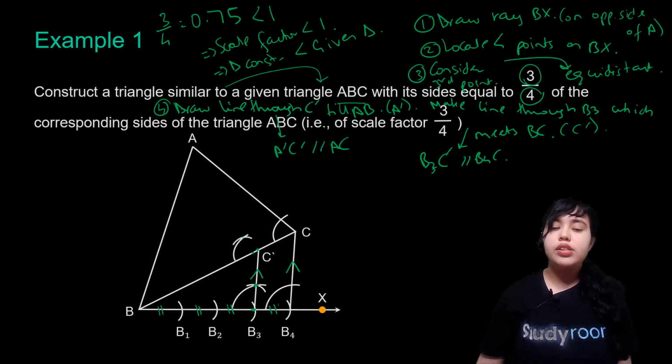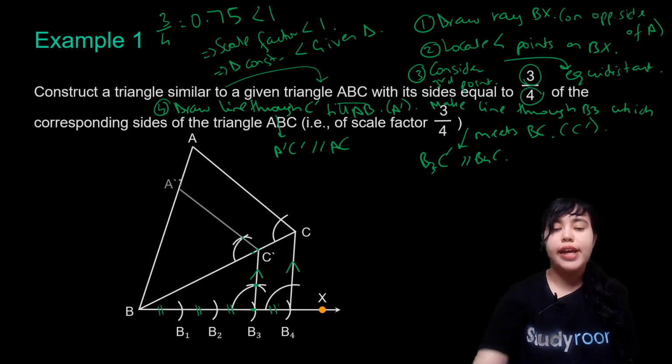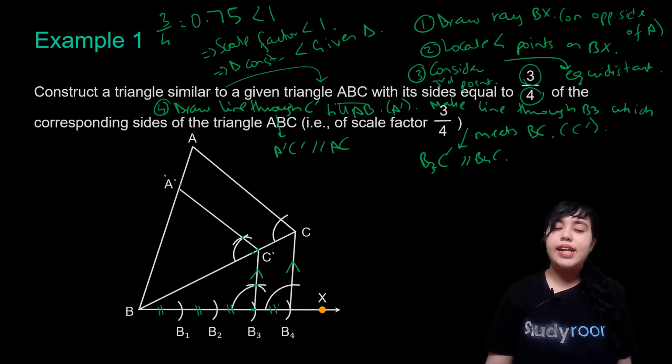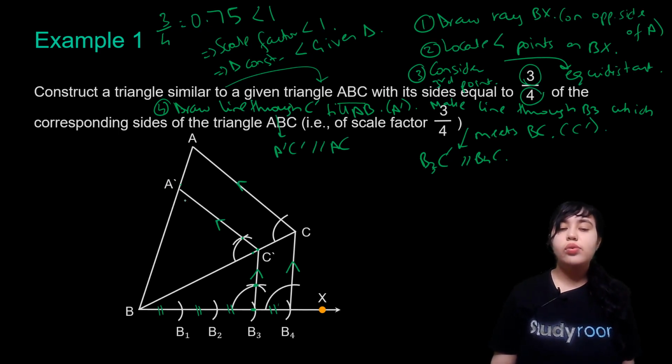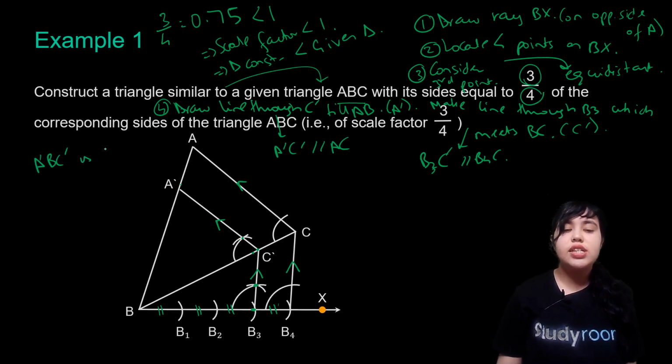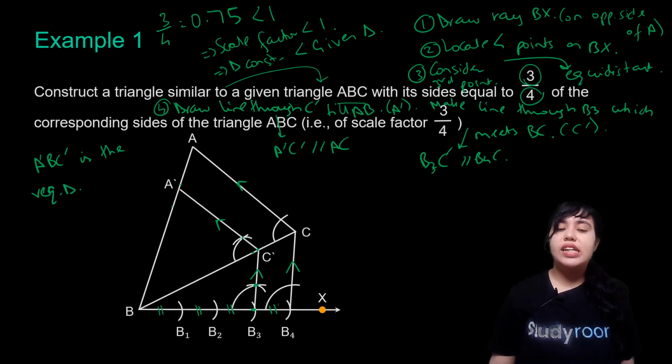You take the point of intersection of the arcs and join the points. You make your line go on till side AB of the triangle, and let's say it meets AB at A dash. By constructing equal angles, A dash C dash and AC are parallel to one another. Now we can say that triangle A dash B C dash is the required triangle, and you can see that it is similar to ABC.